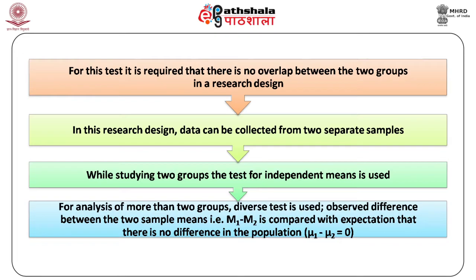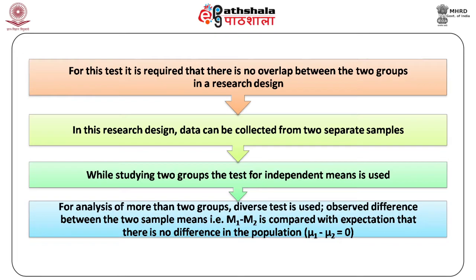For this test, it is required that there is no overlap between the two groups in a research design. That is why the term independent means is used. In this research design, data can be collected from two separate samples while studying two groups. The test for independent means is used. For analysis of more than two groups, a different test is used.